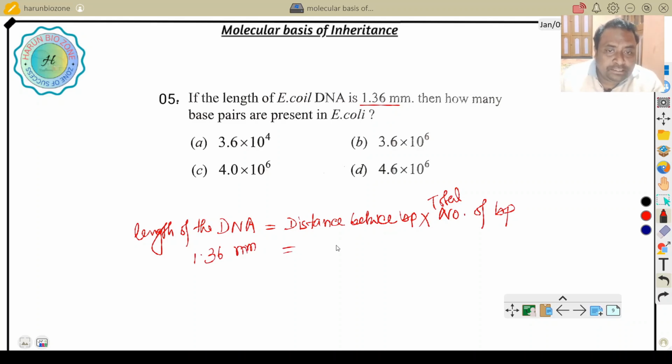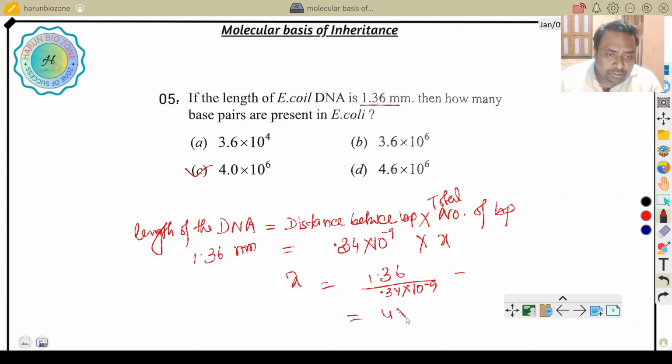The distance between base pairs is 0.34 into 10 to the power minus 9. And the number of base pairs is x. Okay, x is equal to 1.36 by 0.34 into 10 to the power minus 9. Clear? So here the right option is 4 into 10 to the power 6 base pairs. If you calculate, you find 4 into 10 to the power 6 base pairs of DNA are found. Clear? Right option is C.